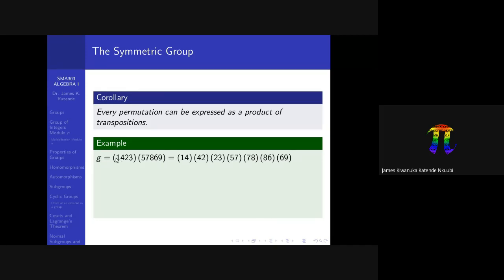So how do we write this? Initially, we had seen this permutation earlier, written as a product of disjoint cycles. So we can split this cycle into a product of 3 transpositions, that is (1 4)(4 2)(2 3). And we can split this cycle again further as a product of transpositions. So you end up with this permutation written completely as a product of cycles of length 2.